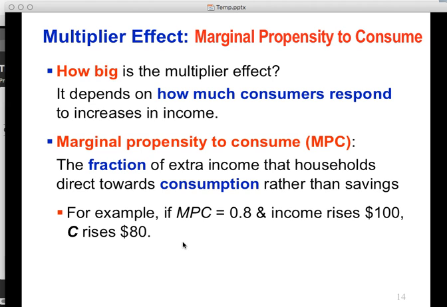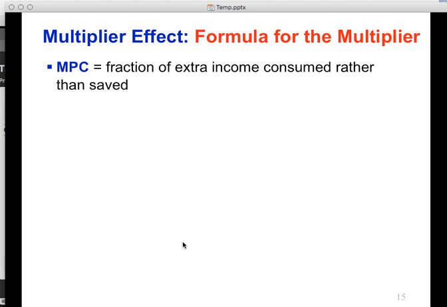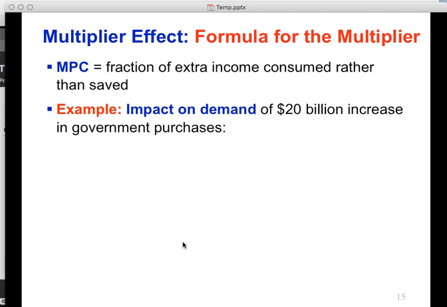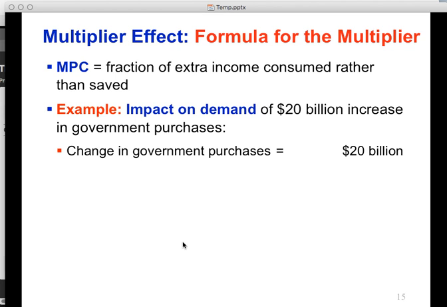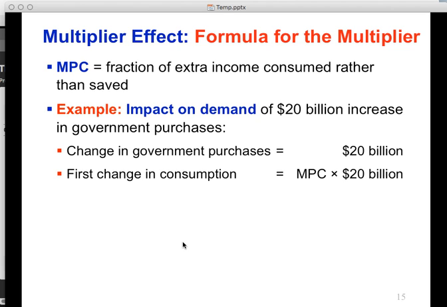Well, how much of it gets spent again? It depends on the marginal propensity to consume. So, again, MPC is the fraction of extra income consumed rather than saved. And here in our example, what's the impact on demand of a $20 billion increase in government purchases? Well, the initial impact in aggregate demand is, of course, an increase of $20 billion. But then that $20 billion ends up in consumers' pockets, and it gets spent. Not all of it. How much of it gets spent? Well, the answer is the MPC, whatever the marginal propensity to consume is, which is a fraction. Some fraction of that $20 billion.